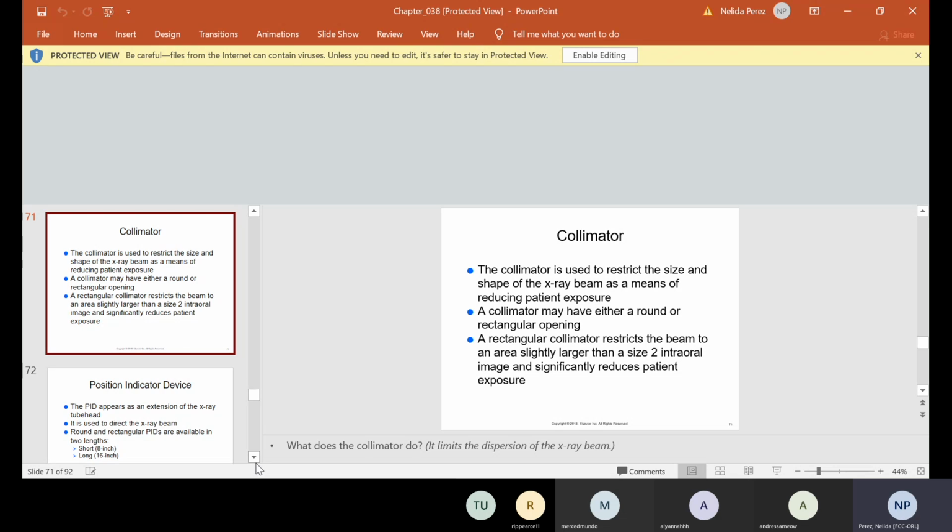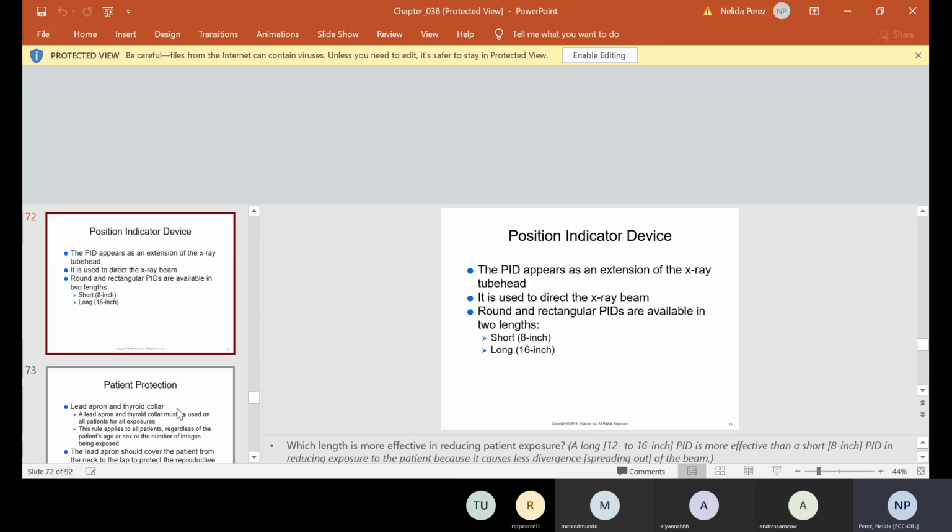Collimator is used to restrict the size and shape of the x-ray beam as a means of reducing patient exposure, and it may either have a round or rectangular opening. A rectangular collimator restricts the beam to an area slightly larger than a size 2 intraoral image and significantly reduces patient exposure. Okay, so it limits the dispersion again of the x-ray beam.